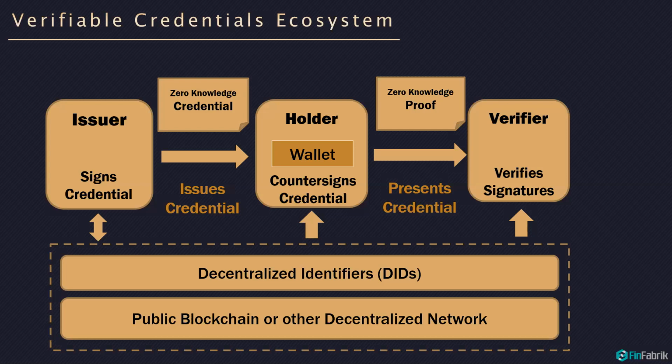Then the issuer can issue a zero-knowledge credential to the holder. The holder then countersigns the credential and saves it in a local wallet, for example in a mobile app. During the verification phase, the holder takes the credential out of the wallet and presents the zero-knowledge proof credential to the verifier, and then the verifier can verify the signatures of the issuer and the holder. So that's how it works.